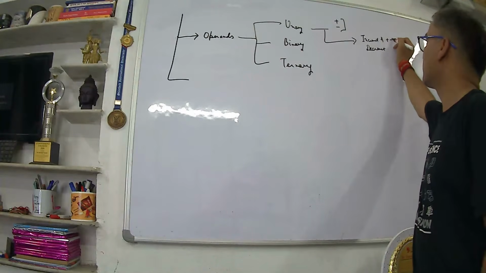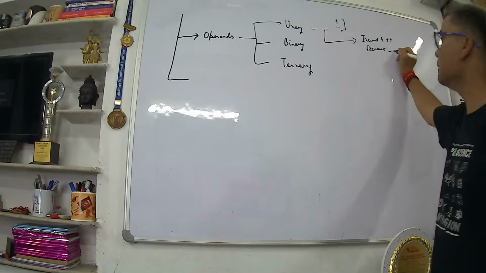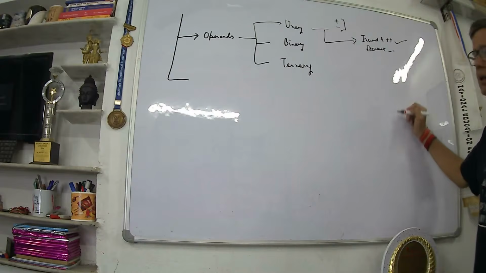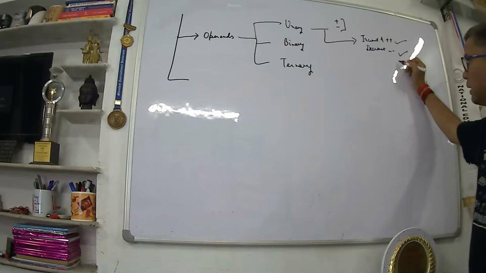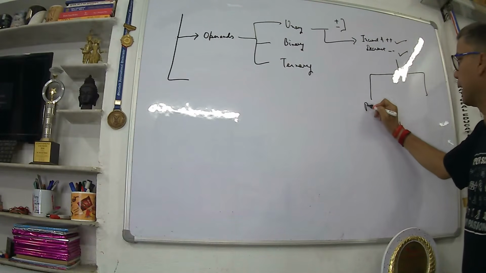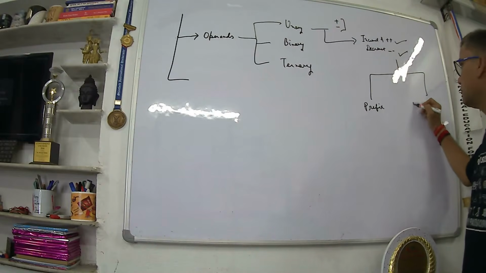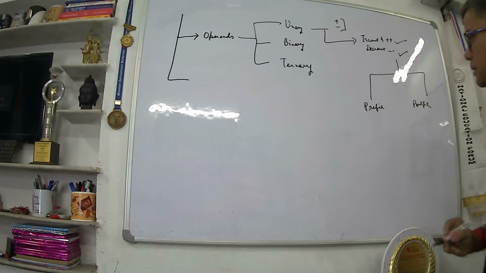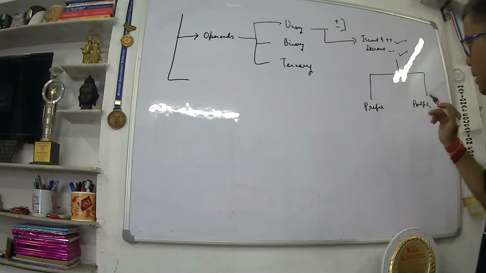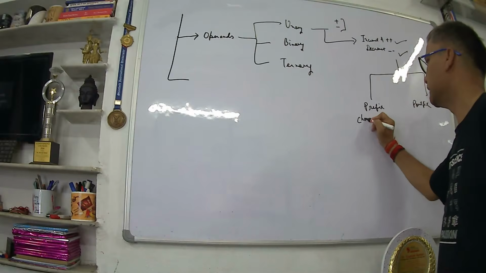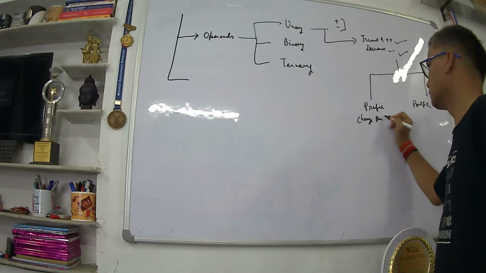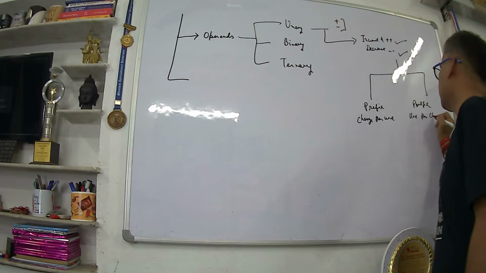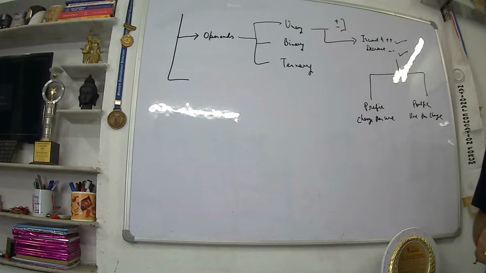Increment is denoted by plus plus, decrement is denoted by minus minus. The increment operator increases the value by 1 and the decrement operator decreases the value by 1. These are again further classified as prefix and postfix. Students, try to understand it well because you will get questions from this. Prefix works on the concept of change then use, but postfix works on the concept of use then change.